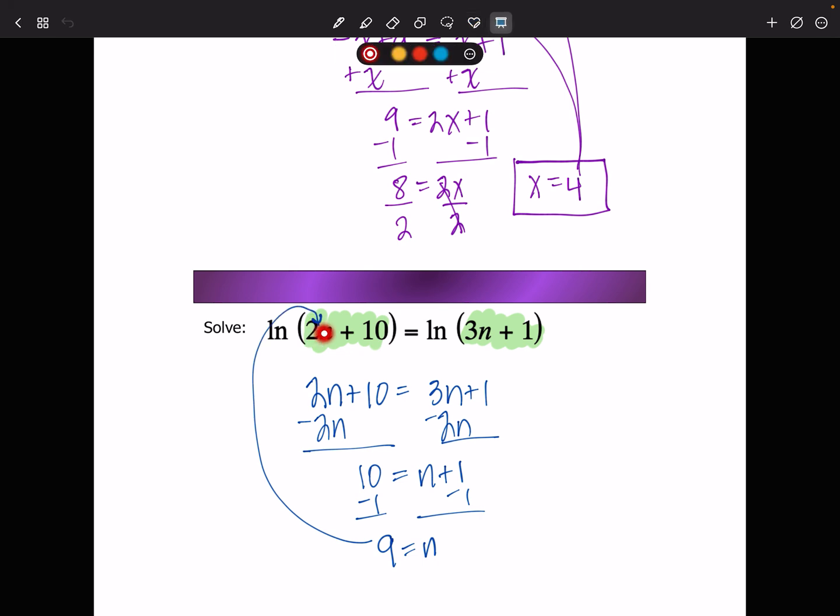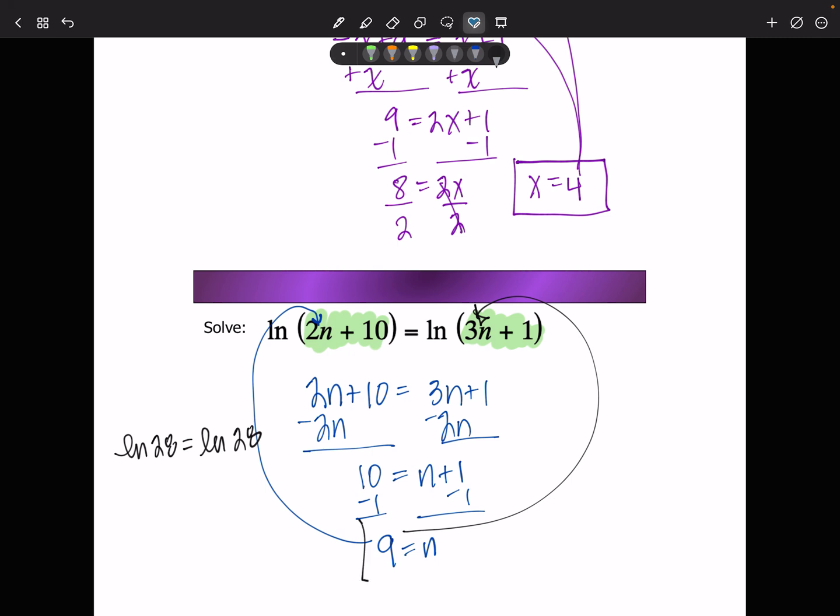I put the 9 back in. 2 times 9 is 18. 18 plus 10 is 28. So that would give me a natural log of 28 on the left. I put a 9 over here. 3 times 9 is 27. 27 plus 1 is 28. I'd have the natural log of 28. The natural log of 28 equals the natural log of 28. 9 is an answer that works.